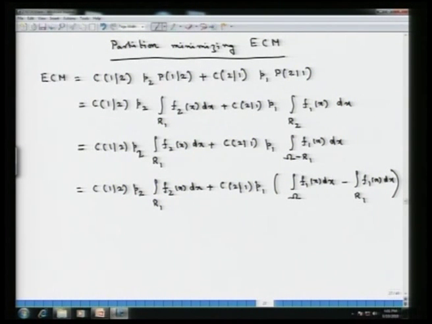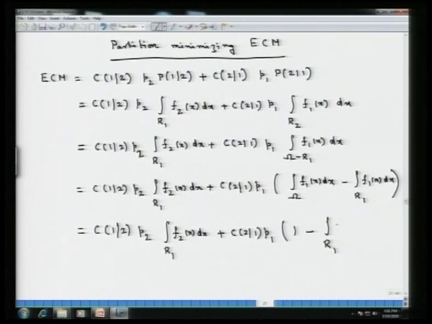Now, this term here is an integral over the entire space omega, and hence this integral would be equal to 1. And hence we can write this expected cost of misclassification in a compact form: integral over R1 of f2(x) dx, this plus this particular term. Let us just stick to whatever orientation we are having, this into 1 minus integral over R1, we leave it as it is, f(x) dx.